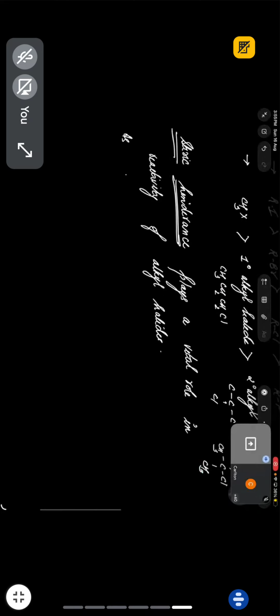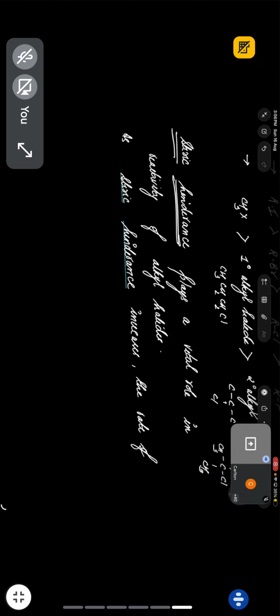As steric hindrance increases, the rate of reactivity increases or decreases? Decreases. Keep in mind, steric hindrance is what?